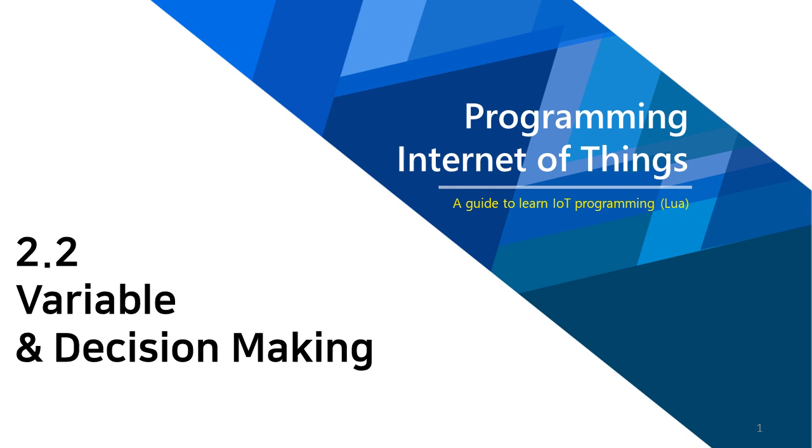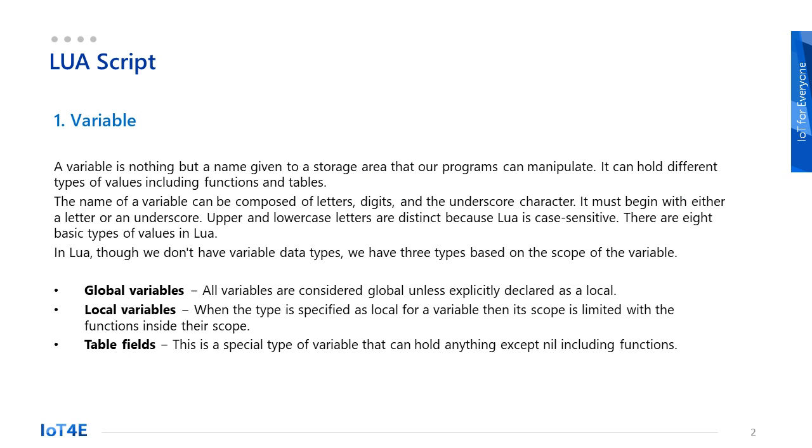In this lesson, we'll talk about local and global variables and conditional statements. A variable is a name for the storage space that our program utilizes. A variable can be a set of numbers, a string of text, or even a function or table depending on the language. We assign values to a name for easier access to set values.